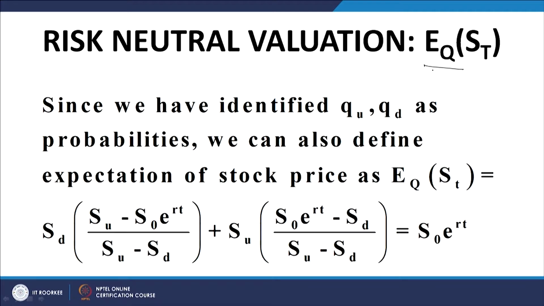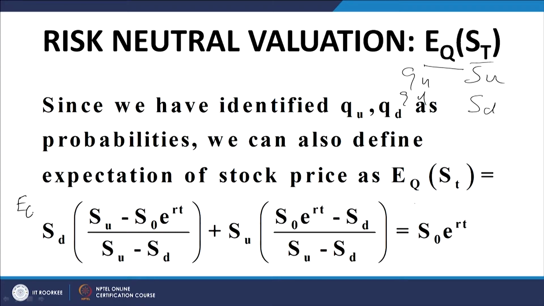Remember, earlier we were talking about the derivative price. Now, we are talking about the stock price. Let us work out the expectation of the stock price at a certain future time period t using these synthetic probabilities. What do we get? There are two possibilities for the stock price. Stock price can go to SD or the stock price can go to SU, and the probabilities are QU and QD. So, what will we have? QU SU plus QD SD.